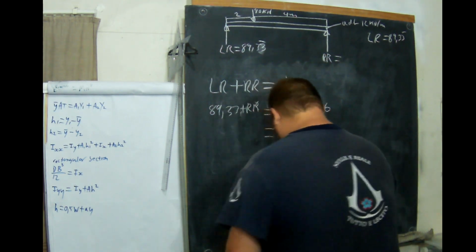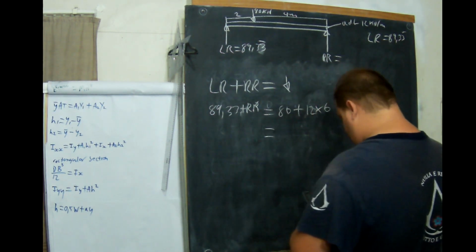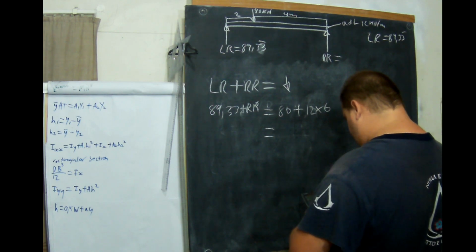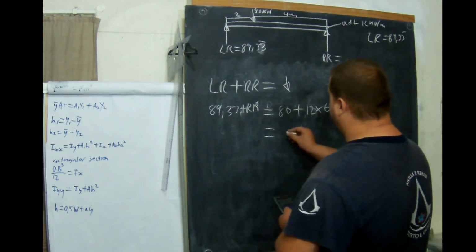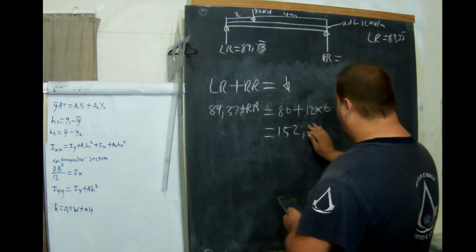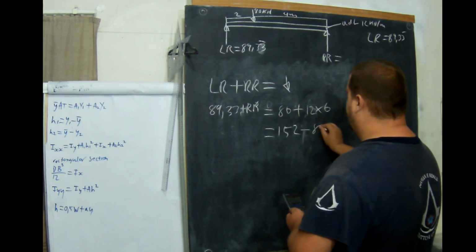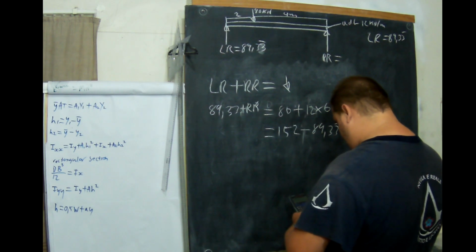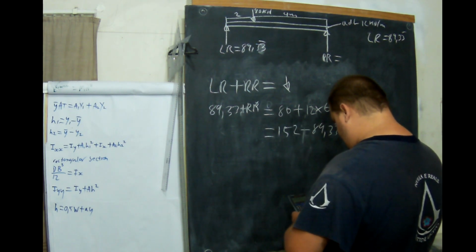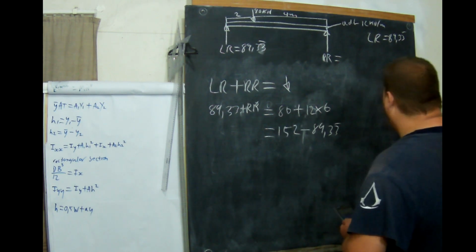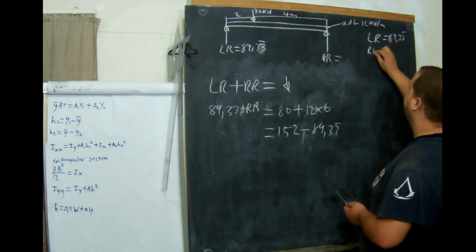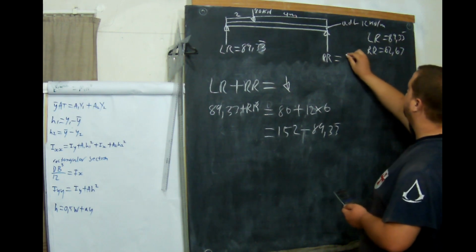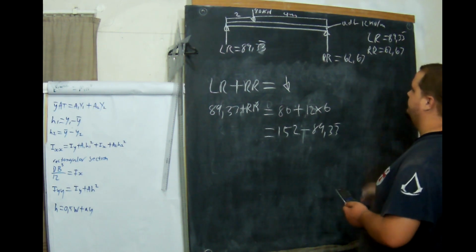So, what we need now is 80 plus bracket 12 times 6, which is 152 exactly, minus 89.33. Okay, we have RR equals 62.67.